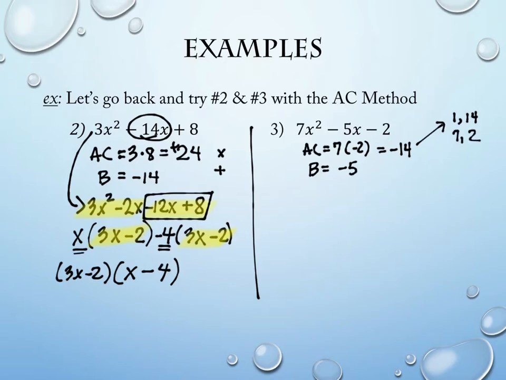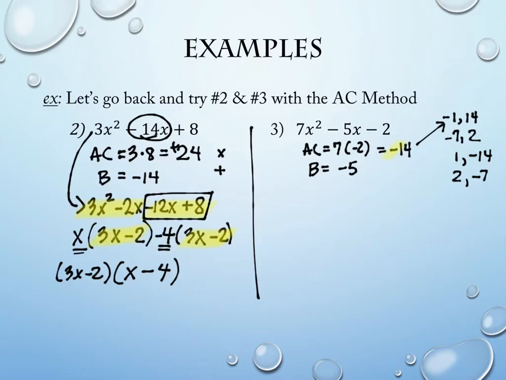And they have to give me a sign that's negative, right? Which means one of them needs to be positive, the other one needs to be negative. So I actually have four choices. Let me write them out just so you can see them. I have negative 1 and 14, or I have 1 and negative 14. I have negative 7 and 2, or I have 2 and negative 7. Those are really the four choices that I actually have here.